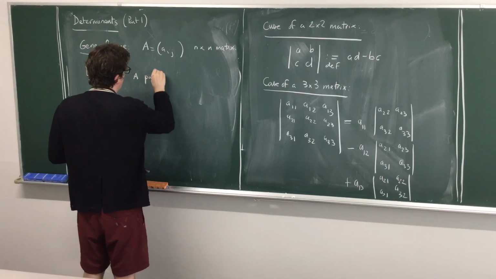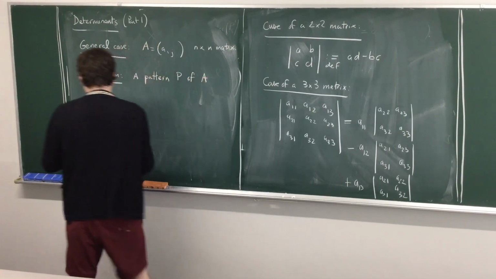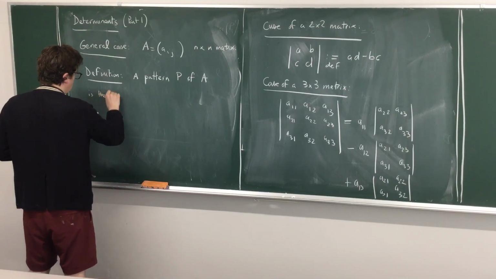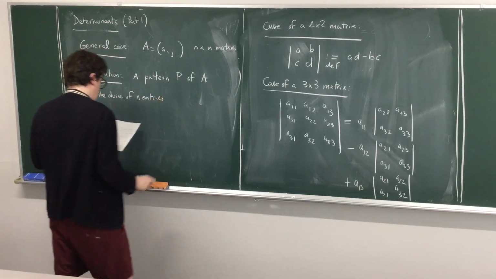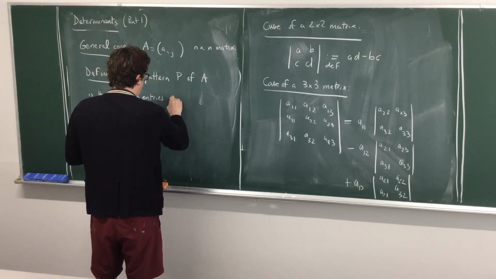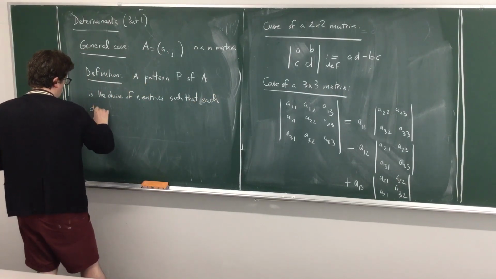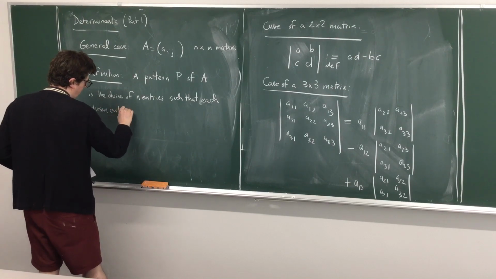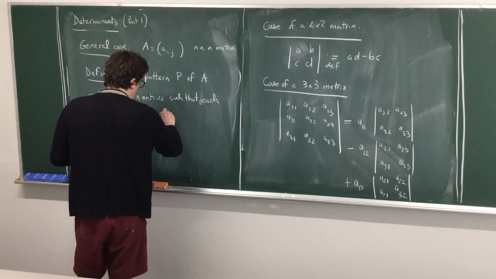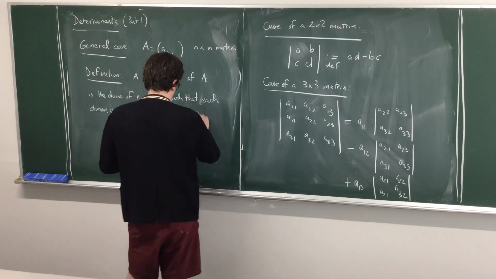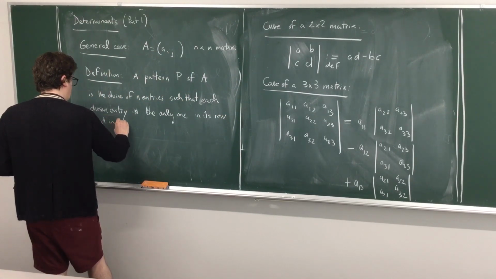A pattern P of A is the choice of n entries such that each chosen entry is the only one in its row and in its column.